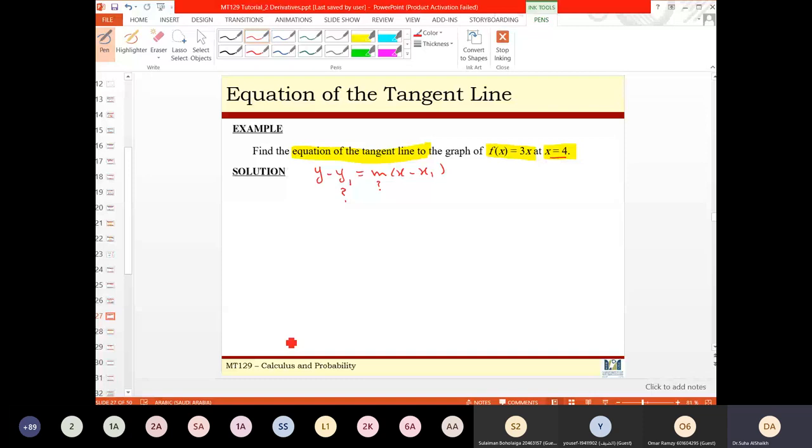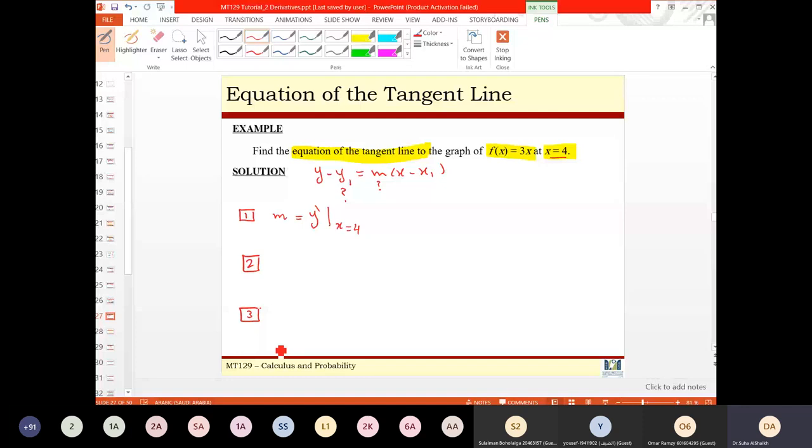So the first step, I find the m. The second step, I will find the y. And the third step, I will write the equation of the line. Now, what's the m in this case? The m is nothing but the derivative of the function at the point that they give me, which is x equal to 4. This is the function f of x, which is y equal to 3x.